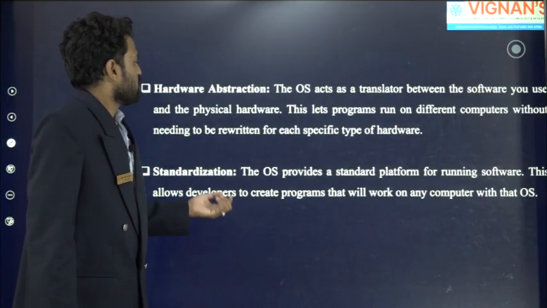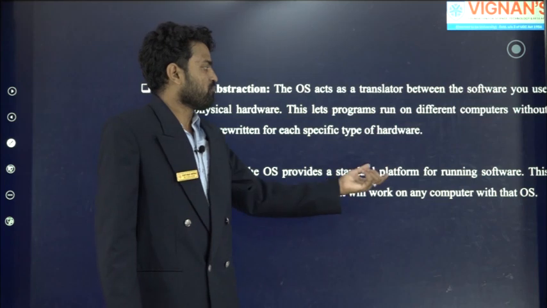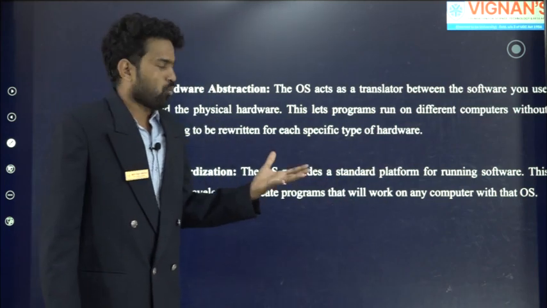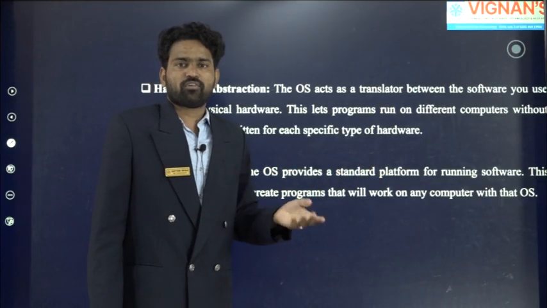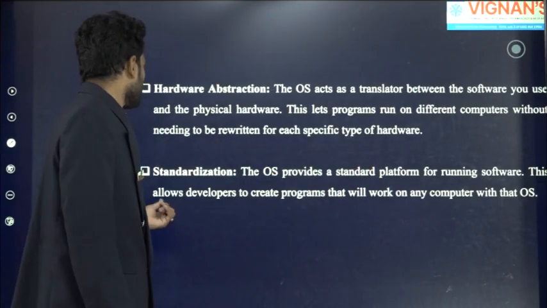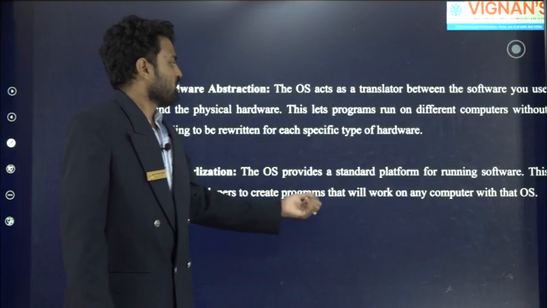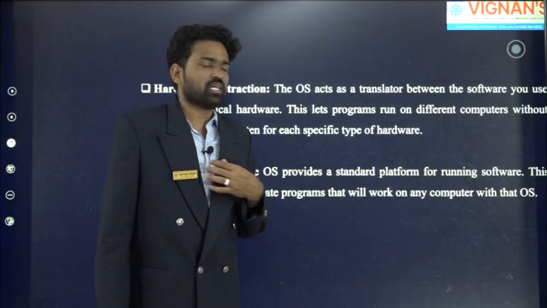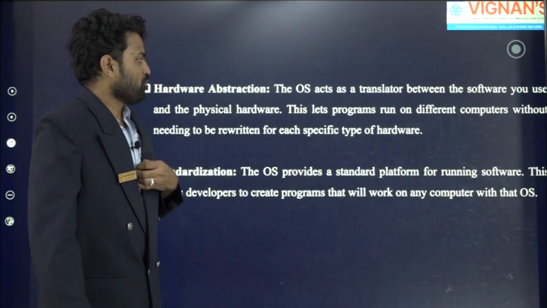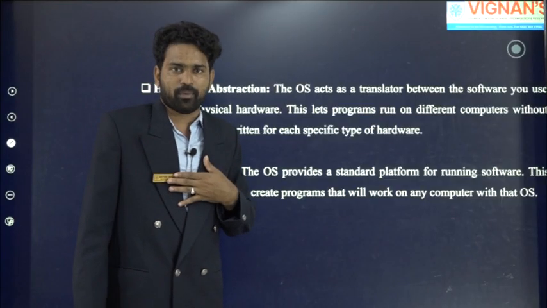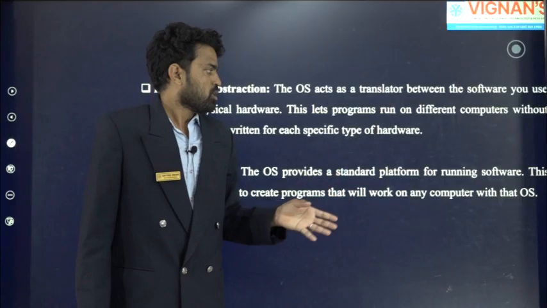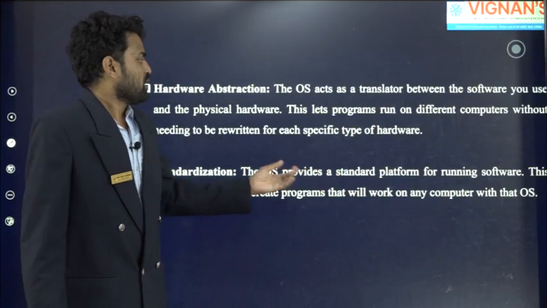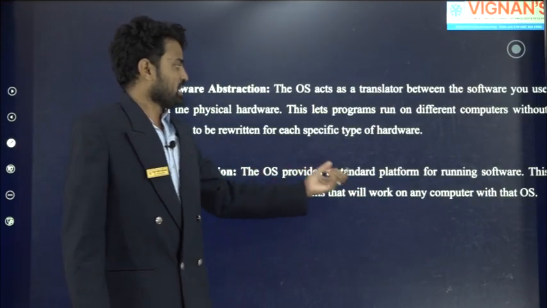Then standardization. The OS provides a standard platform for running software. If our OS is standardized, then our software will run smoothly. So this allows developers to create programs that will work on any computer with that OS. For example, if I have written a program, it needs to be supported in all other OSs also. So the OS is going to provide a standard platform for that.